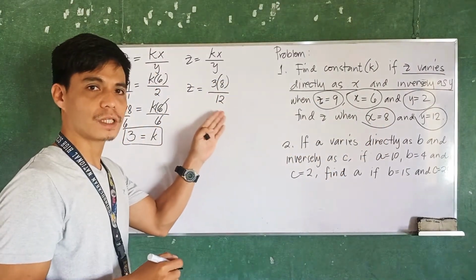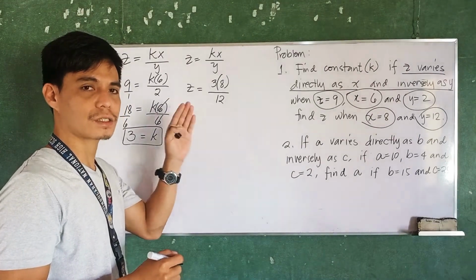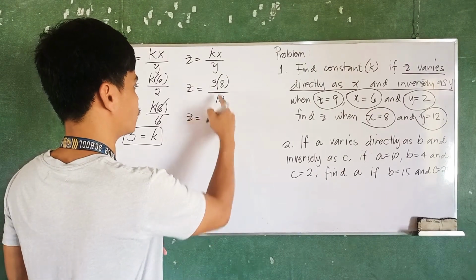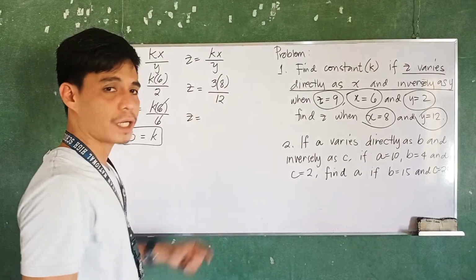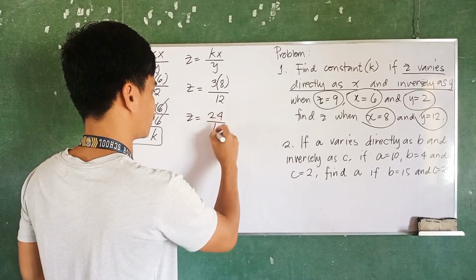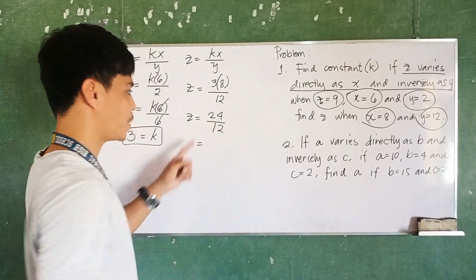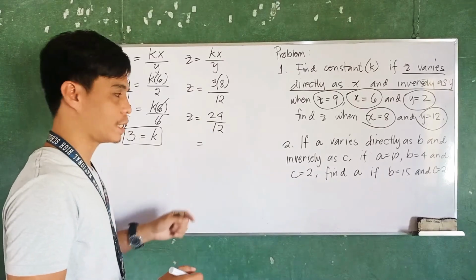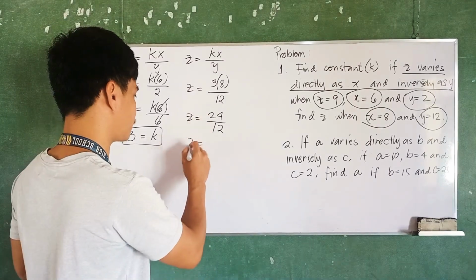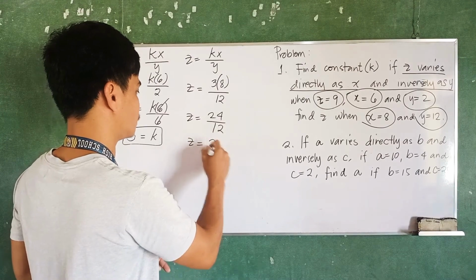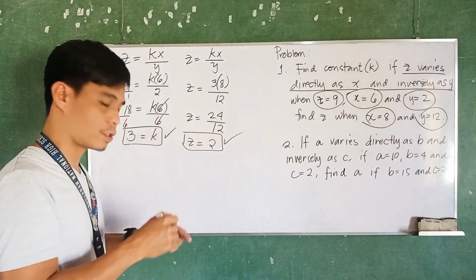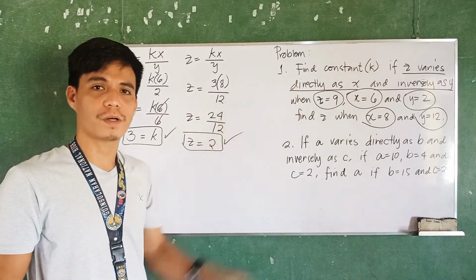I hope na nasundan, guys. Madali lang siya. Just simply substitute the value. So, your z there is equal to, your 3 multiplied to 8 is 24 over 12. And by simply dividing our answer, 24 divided by 12, so your z value is, yes, it is 2. So there you have it guys, our solution for problem number 1.